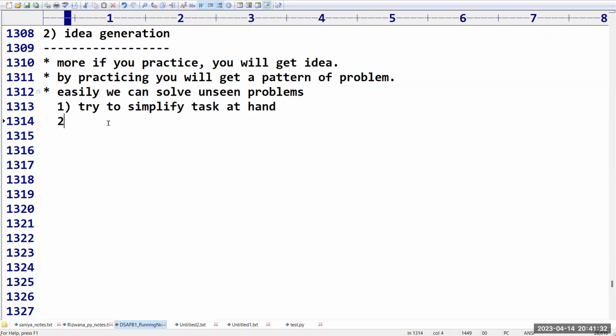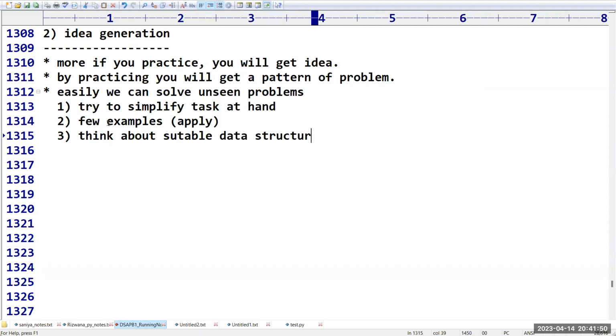You have to simplify the task at hand. Then you consider a few examples. You take some examples and practice, and apply those examples to the given statement. Then you have to think about a suitable data structure if it is required.